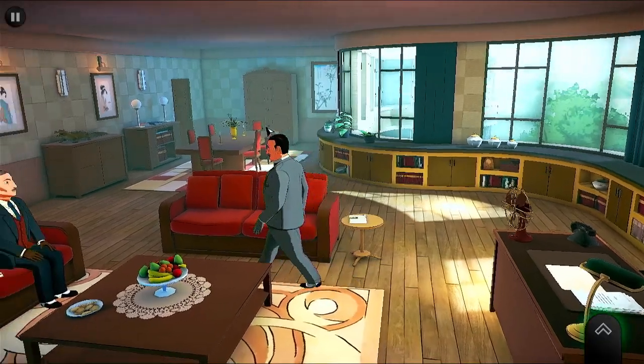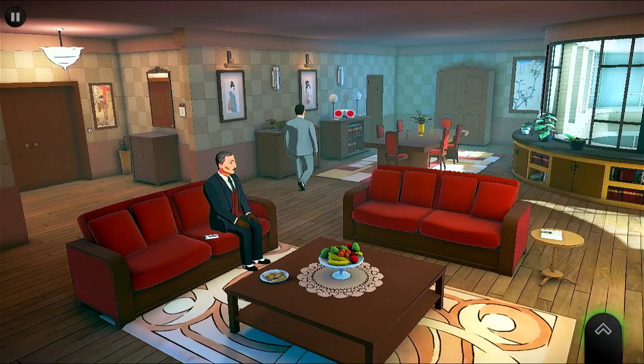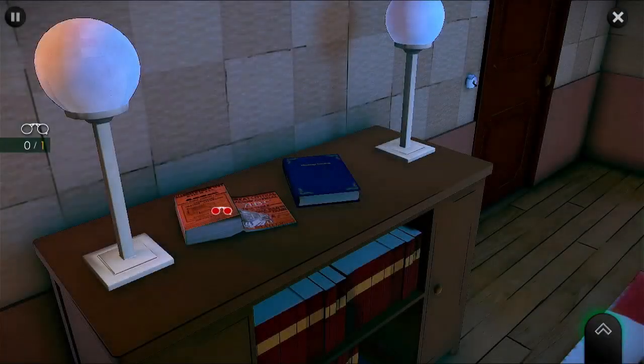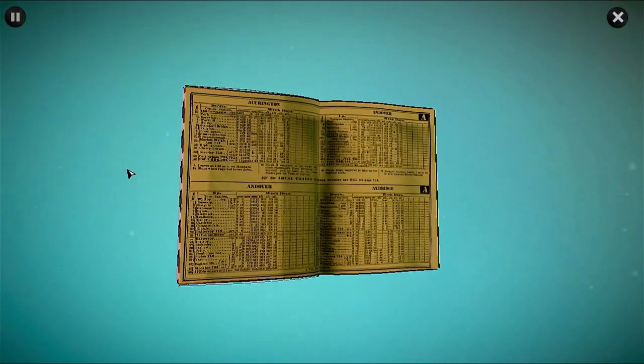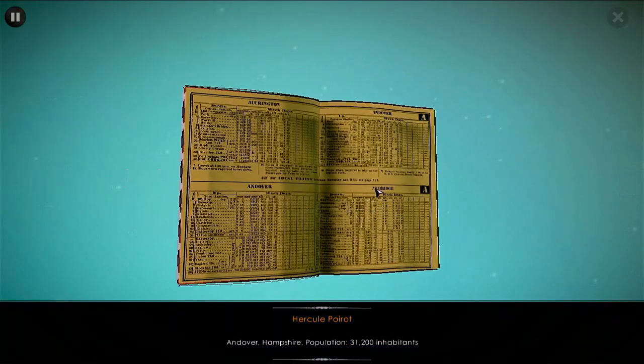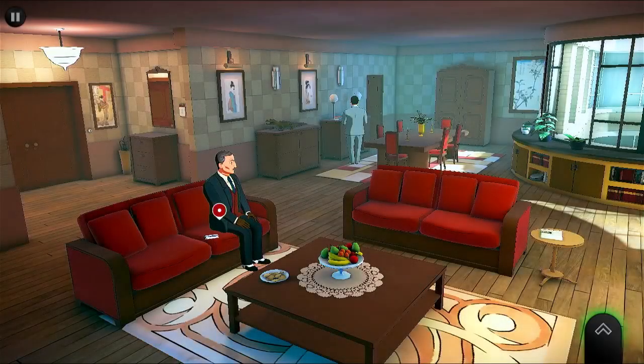Let's have a look over here. Can we go back here? I wonder if there's... It looks like there's a book there. Let's see if that's an ABC. Ah, it is. Okay. So we have an ABC. Andover, Hampshire, population 31,200 inhabitants. Can we look at the Bexhill one? Okay.